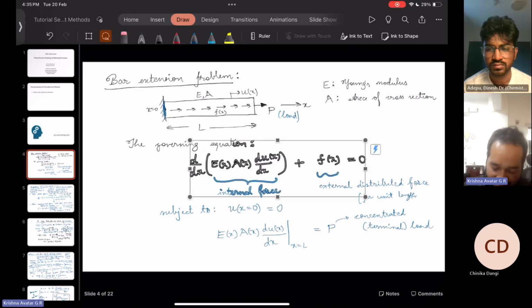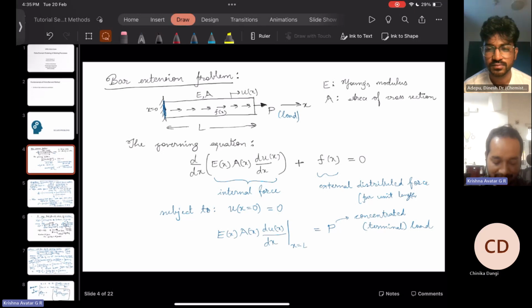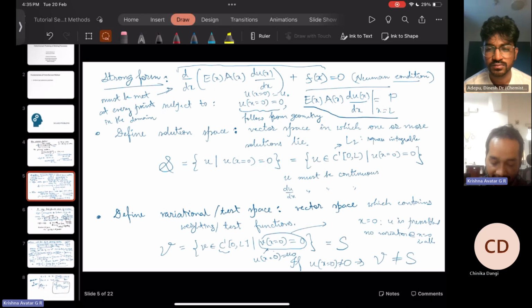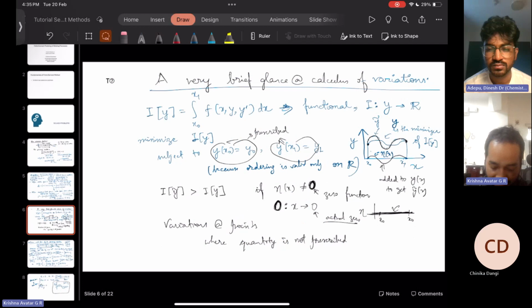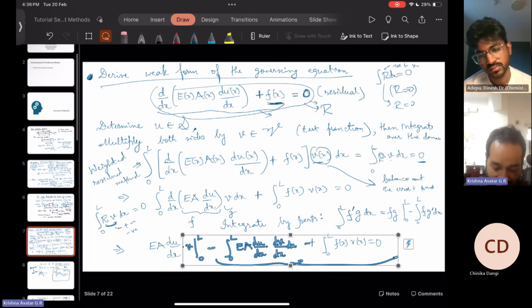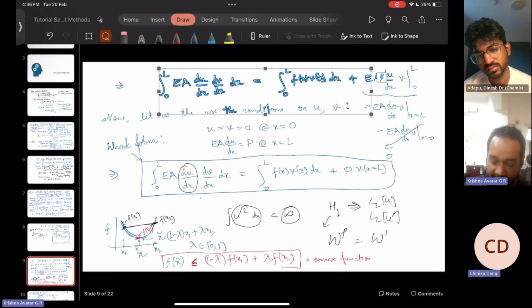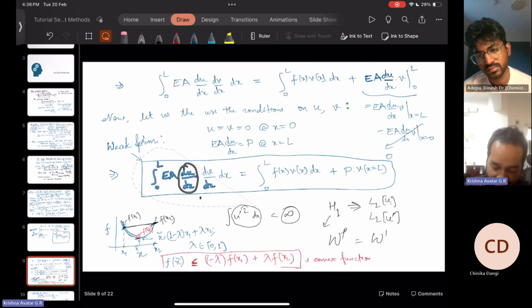So this is the governing equation, and then our boundary conditions are fixed on the left-hand side and free on the right-hand side with a terminal load, actually. So it's like a concentrated terminal load on the right-hand side. And the usual process of FEM: we have the strong form, multiply with the weighting function here, and then integrate by parts, and then we are able to have the weak form. Yeah, this is the weak form. And so this is an effective weak form.